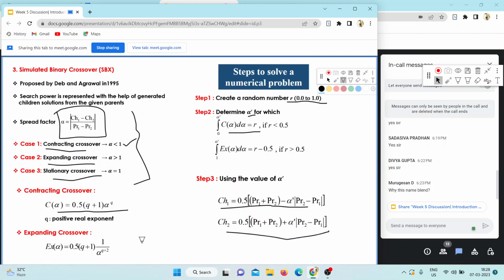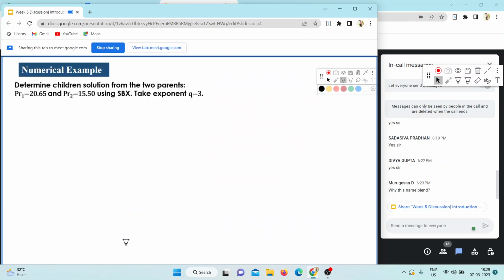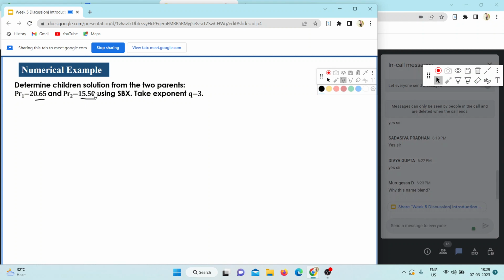Similarly, if this is expanding crossover, you have to use this formula. For the expanding crossover, the r value will be greater than 0.5, and the expanding crossover uses 0.5 (q plus 1) times 1 by alpha to the power q plus 2. So let's see this with a numerical example. It will be more clear. These are the two parents given in this numerical example, 20.65 and 15.50.